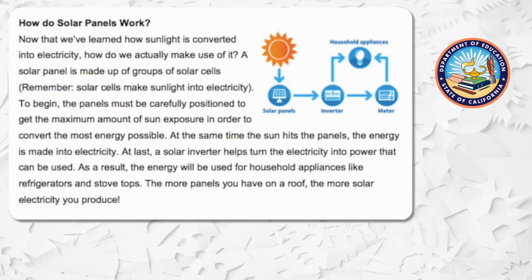How do solar panels work? Now that we've learned how sunlight is converted into electricity, how do we actually make use of it? A solar panel is made up of groups of solar cells. Remember, solar cells make sunlight into electricity. To begin, the panels must be carefully positioned to get the maximum amount of sun exposure in order to convert the most energy possible. At the same time the sun hits the panels, the energy is made into electricity. At last, a solar inverter helps turn the electricity into power that can be used. As a result, the energy will be used for household appliances like refrigerators and stovetops. The more panels you have on a roof, the more solar electricity you produce.